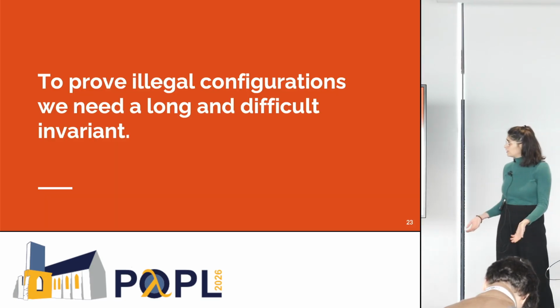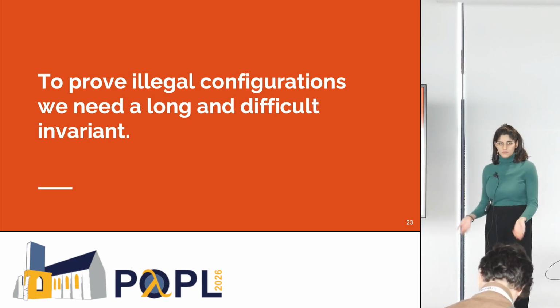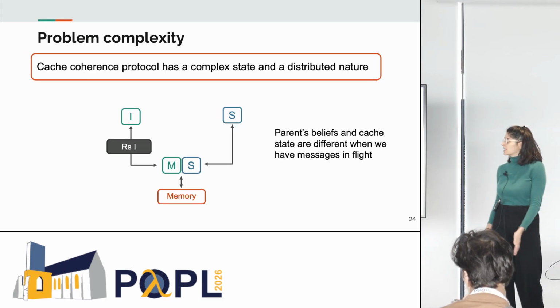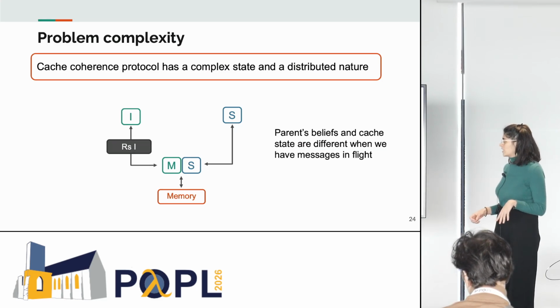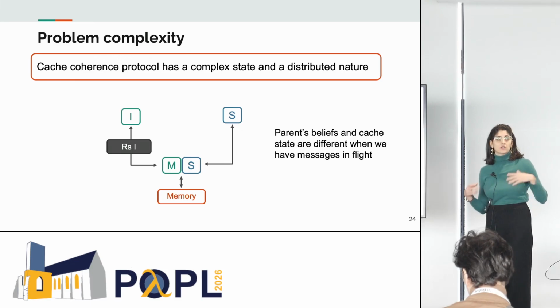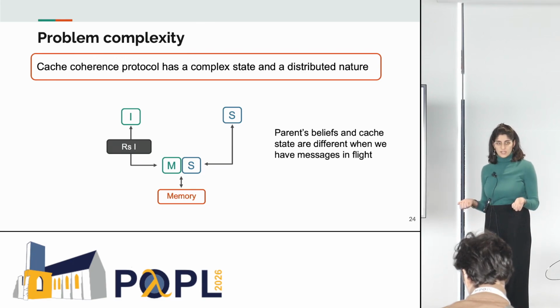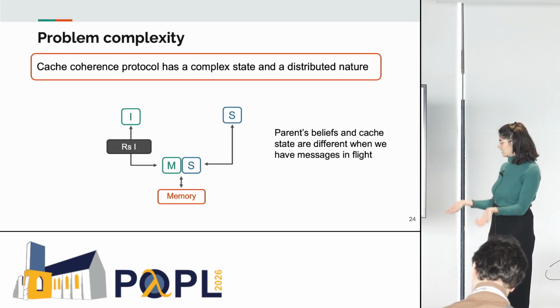In order to prove this, usually you need a long and difficult invariant. Why? For two main reasons. First of all, because cache coherence protocols are complex protocols. What I didn't tell you before is that the parent is not just a coordination between different caches, but it also has its own state, and it keeps track of the beliefs that it has about the state of the other caches.